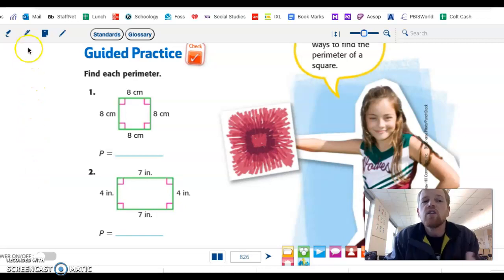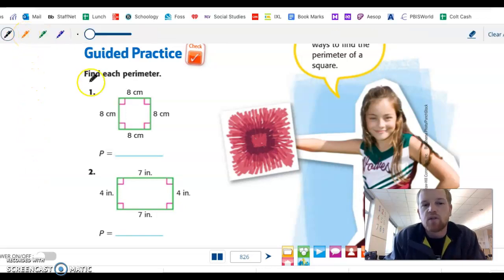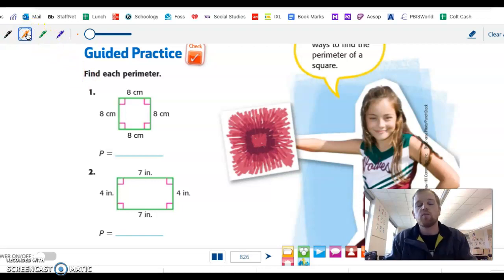Taking a look now at our examples in the book, we have our guided practice problems here. We're going to take a look at number 1 and number 2. We know a couple things about this. One way we can do it is we can add up all of these sides. We are given all of these side lengths here. So we have 8, 8, 8, and 8, and we can add those up. That would be the first step.